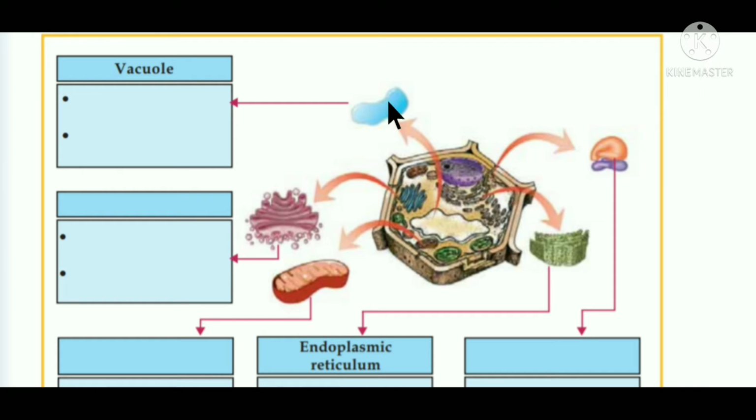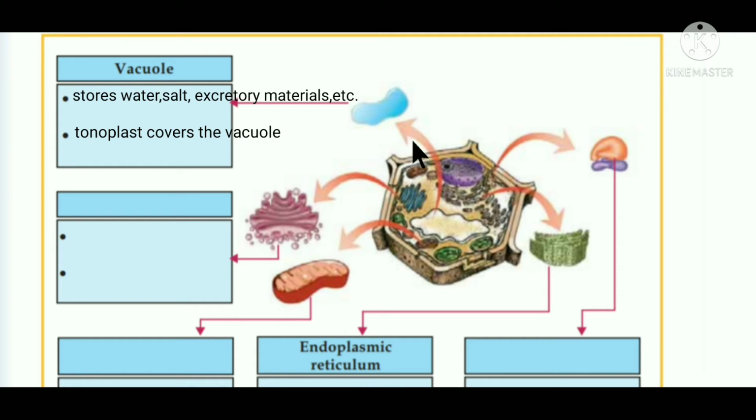Vacuoles are storage sacs, isn't it? They store water, salt, and what? Excretory waste. Then what's the second function? Not the second function, the second point about vacuole. They have a semi-permeable membrane called tonoplast, isn't it?